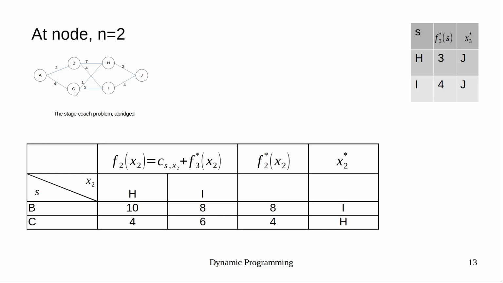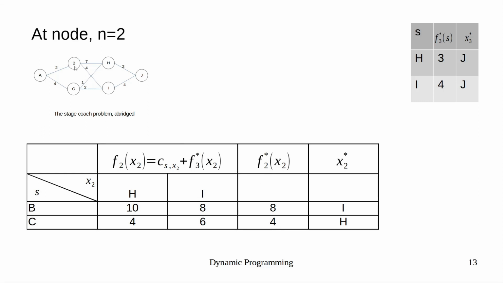If you go from C to H, it's going to be 1 plus 3. And similarly, if you go from C to I, it's going to be 2 plus 4. So there we have it. Now F2 star, that is the minimum value of going from this stage to J from either states B or C, is going to be 8 or 4.